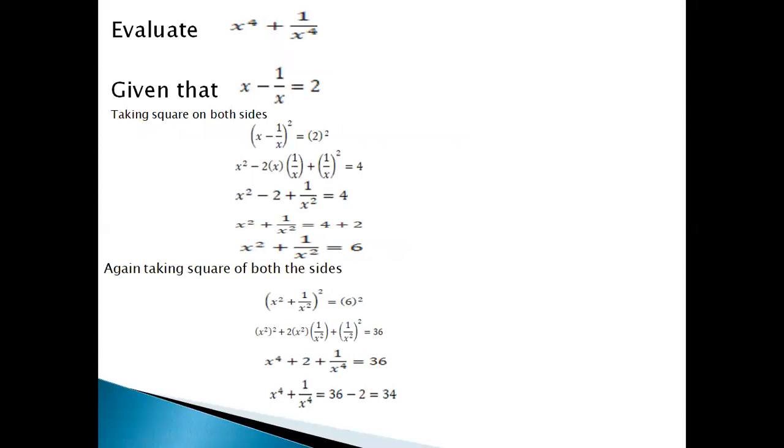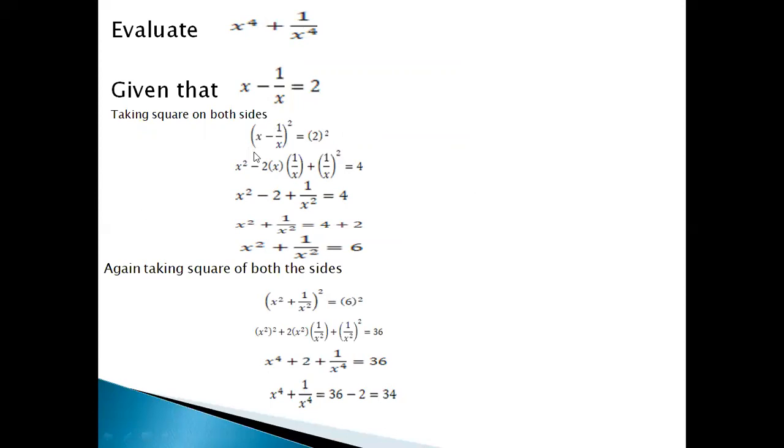Now we have to see how to evaluate x power 4 plus 1 over x power 4, and given that x minus 1 over x is equals to 2. Now in these three of the identities which we have discussed, these identities have only squares, not power 4. So it means to get the power 4 we will take squares 2 times. So we will take square of both of the sides. Now 2 square is 4. Now here we have square outside the bracket.